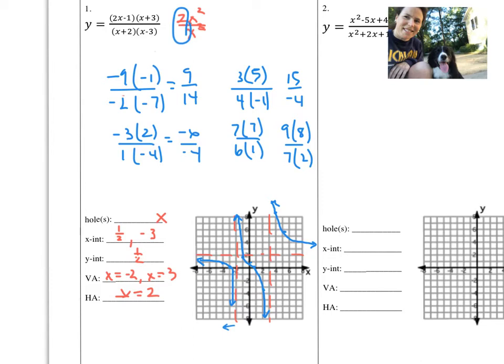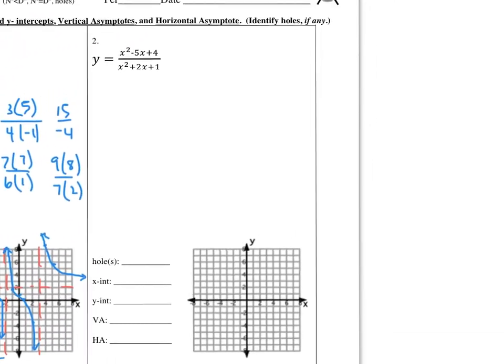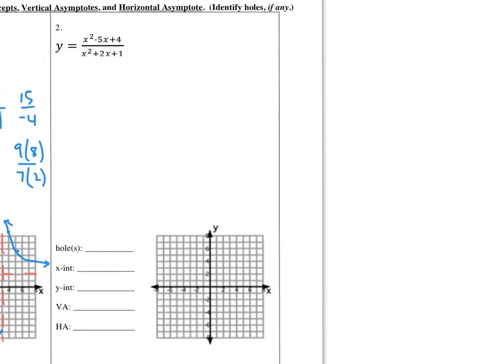All right, let's go ahead and take a look at our second example. In this one, again, if I want to figure out holes, the first thing I'm going to think about doing is factoring this. And so I've got an x minus 4 and an x minus 1. I've got an x plus 1 and an x plus 1. So it doesn't look like I have any holes to worry about.